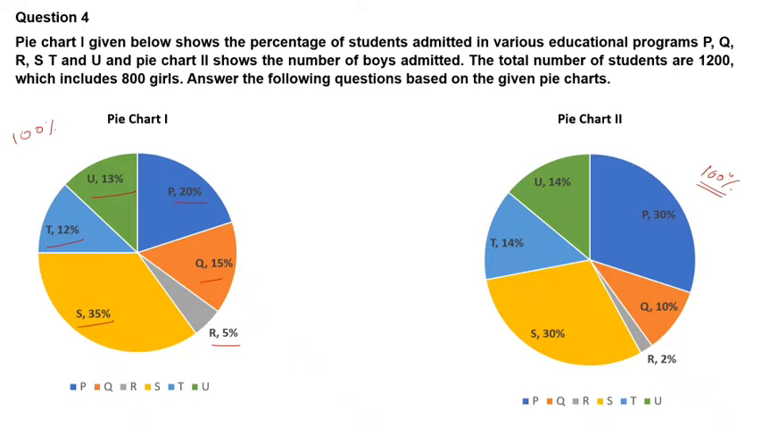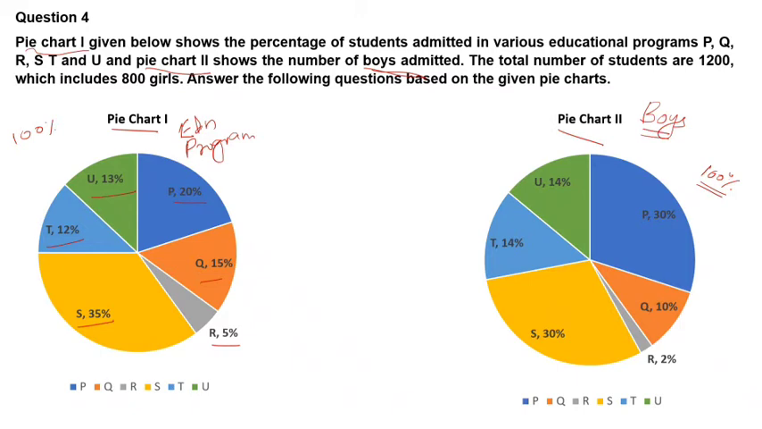Now let us see why two charts are given. Here you have pie chart 1 and here you have pie chart 2. Pie chart 1, what does it give? Pie chart 1 given below shows the percentage of students admitted in various educational programs P, Q, R, S, T and U. So pie chart 1 gives you the educational programs. Okay, and pie chart 2 shows the number of boys admitted. So pie chart 2 shows boys only.